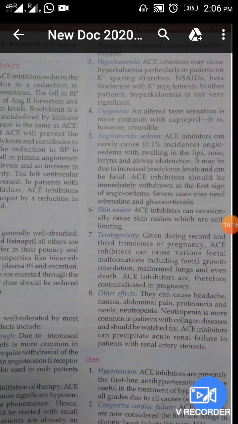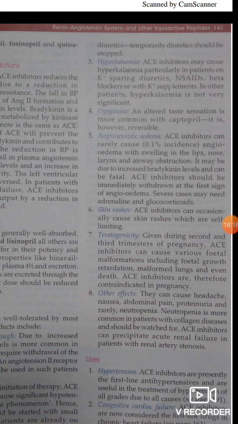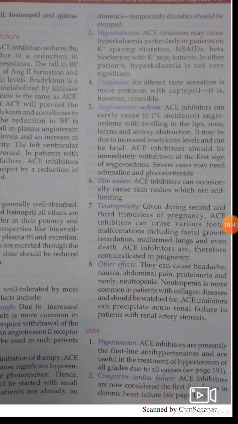Then third is hyperkalemia, right? Increase in potassium level. So ACE inhibitors may cause hyperkalemia, particularly in patients on potassium sparing diuretics, patients who are taking NSAIDs, beta blockers or any potassium supplements, right? This causes hyperkalemia. Then dysgeusia.